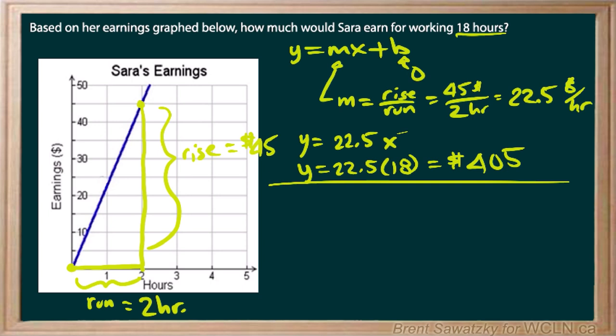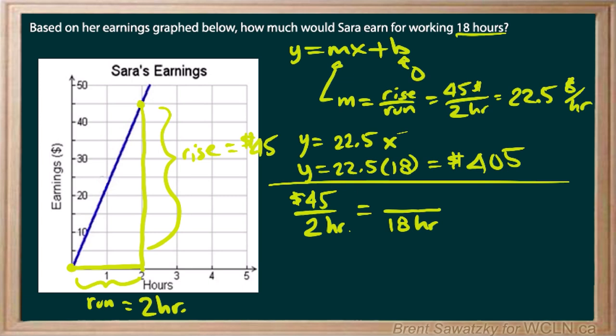Another way to do it is somebody might look at this and instead of thinking, okay, it's a linear relationship, let's roll with that, might just be thinking, well, let's think in terms of ratios. So in the same way as we determine the rise over run, we can say the ratio of the earnings to hours would be $45 per 2 hours. So now we say, well, what's the equivalent ratio if we're not talking about 2 hours, but we're talking about 18 hours?